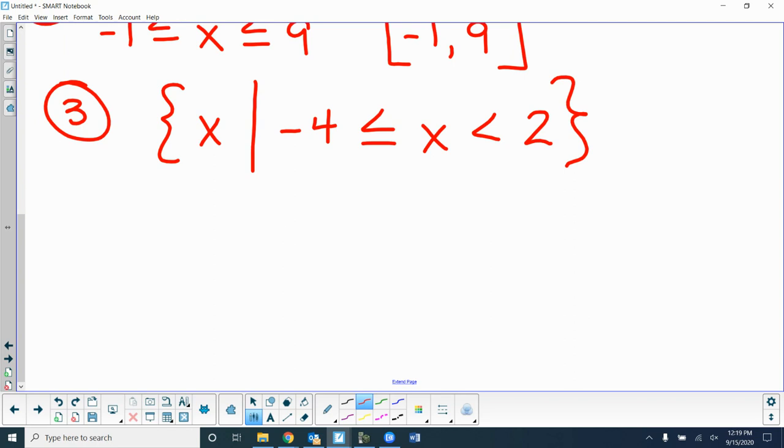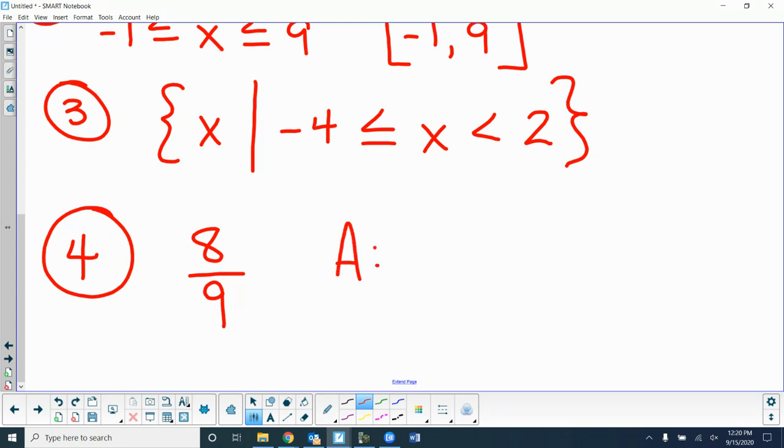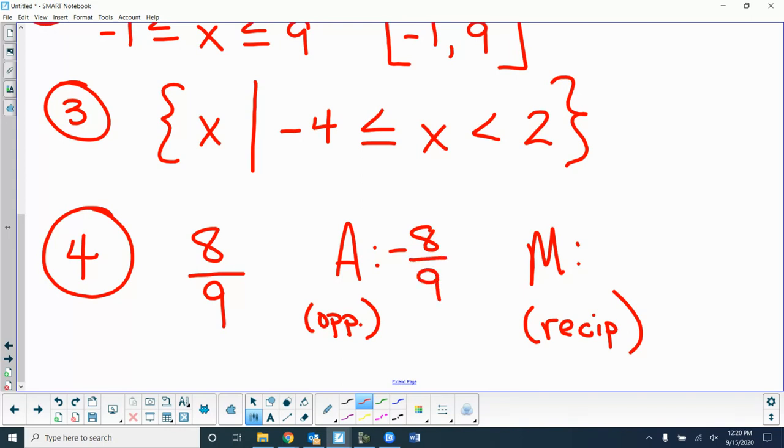Okay, number 4 is really easy, but I get kids every year that miss these. So our number is 8/9. The additive inverse, think of opposite. Multiplicative inverse, think of reciprocal. So what's the opposite of positive 8/9? Negative 8/9. That's the additive inverse. What's the reciprocal of positive 8/9? 9/8. That's the multiplicative inverse.